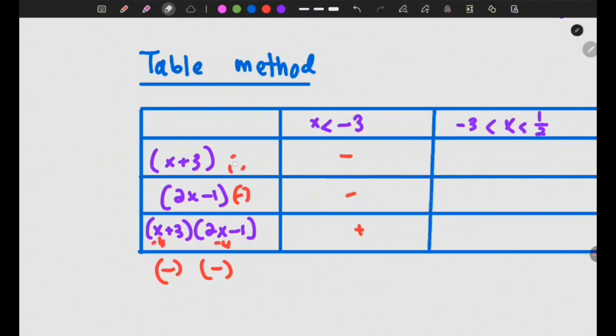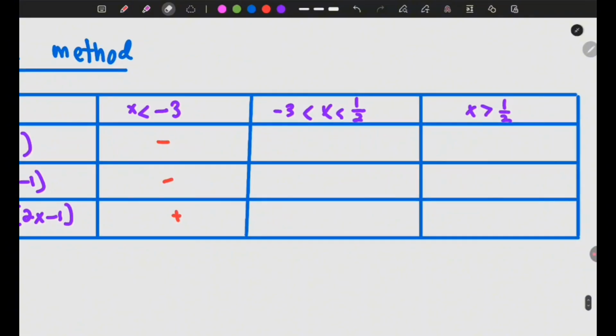Repeat the same thing for this one. Any number that lies in between negative 3 and 1 over 2. Maybe 0 can. Negative 2 also can. So you take 0, 0 is easy. So you put 0, 0, 0, 0. All your x replace with 0.